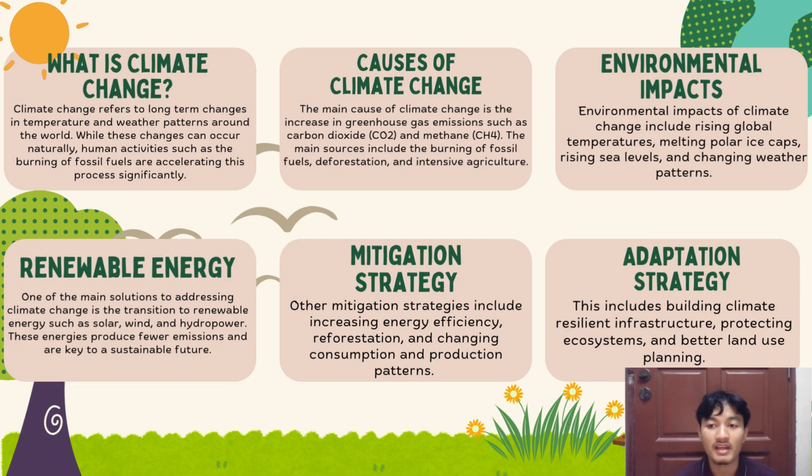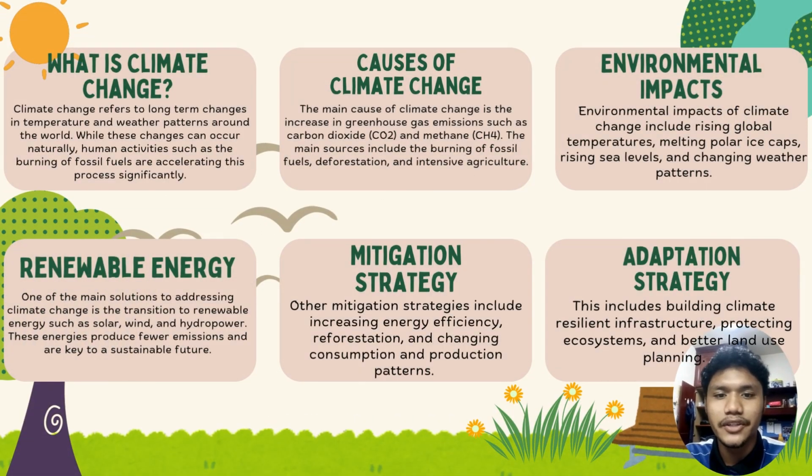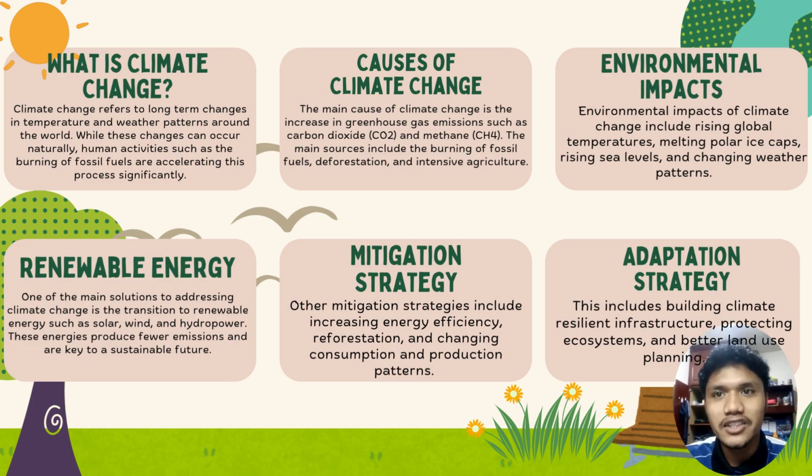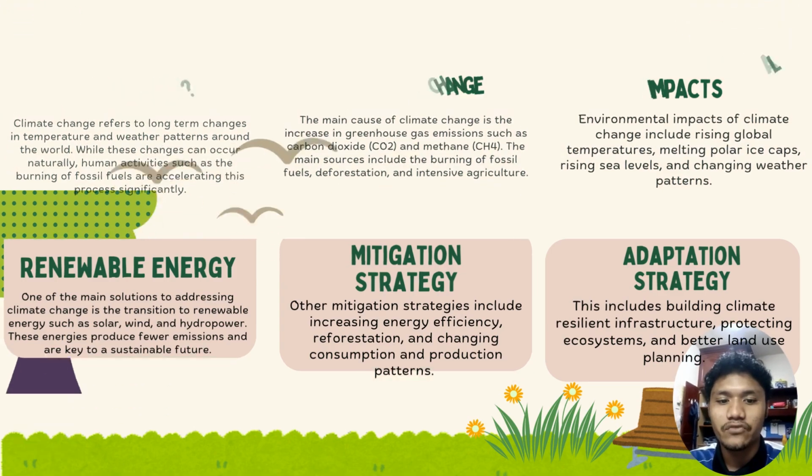The environmental impacts of climate change include rising global temperatures, melting polar ice caps, rising sea levels, and changing weather patterns. We choose three solutions, which are renewable energy, mitigation strategy, and adaptation strategy. For renewable energy, we use the sun, wind, and hydropower. For mitigation strategy, we use increased energy efficiency, reforestation, and changing consumption and production patterns. The third one is adaptation strategy, which is resilience production, protecting ecosystems, and better land use planning.